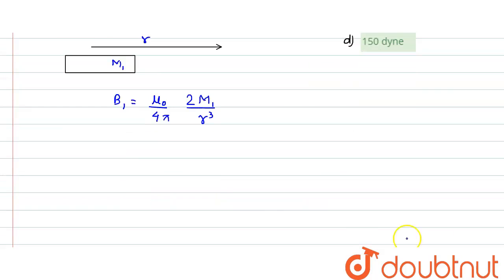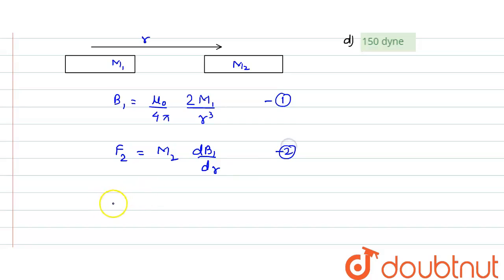Now what would be the force exerted? We are placing a magnet here, so this magnetic field would interact with this magnet having magnetic moment m2. The force exerted would be m2 multiplied by dB1 divided by dr. Let's say this is our equation 1 and this is equation 2. Now what would be the value of dB1 by dr if we differentiate?